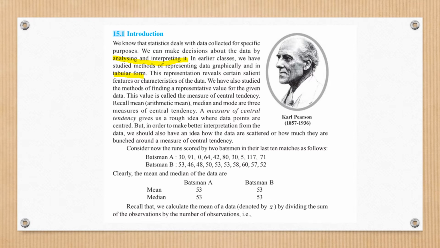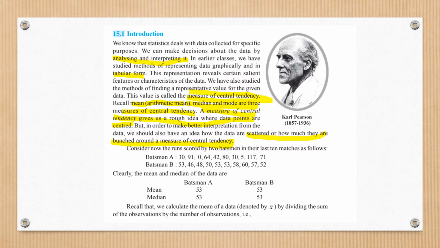This value is called as the measure of central tendency, right? Recall the mean, arithmetic mean, the median and the mode. These are the three measures of central tendency. A measure of central tendency gives us a rough idea where data points are centered. But in order to make better interpretation from the data, we should also have an idea how the data are scattered or how much they are bunched around a measure of central tendency, right?